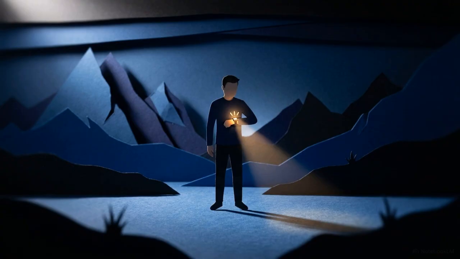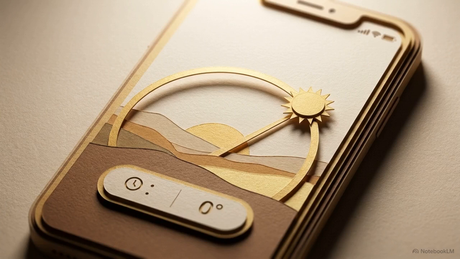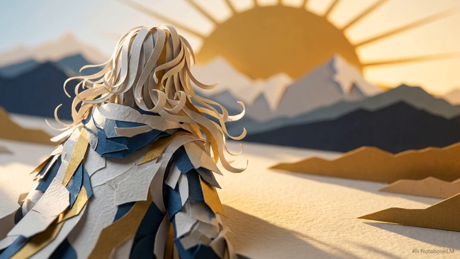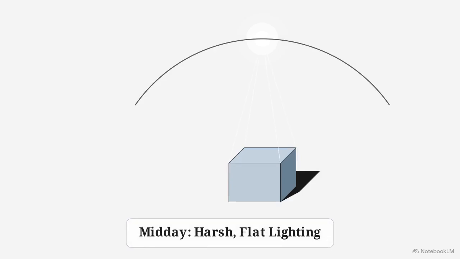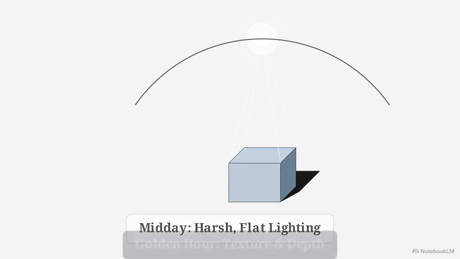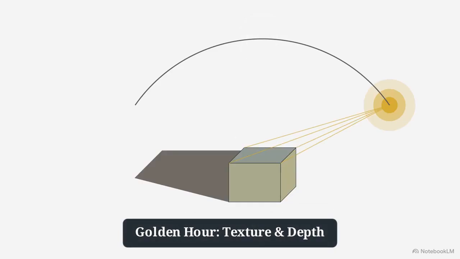With your settings locked, the next factor is the environment. The most effective way to improve your lighting is to plan your shoots around the sun's position. The first hour after sunrise and the last hour before sunset offer warm, flattering light. This diagram maps the sun's trajectory. Shooting at midday forces steep, direct rays straight down, creating harsh, flat shadows. But during the golden hour, those shallow, angled rays add texture and depth to your subject.